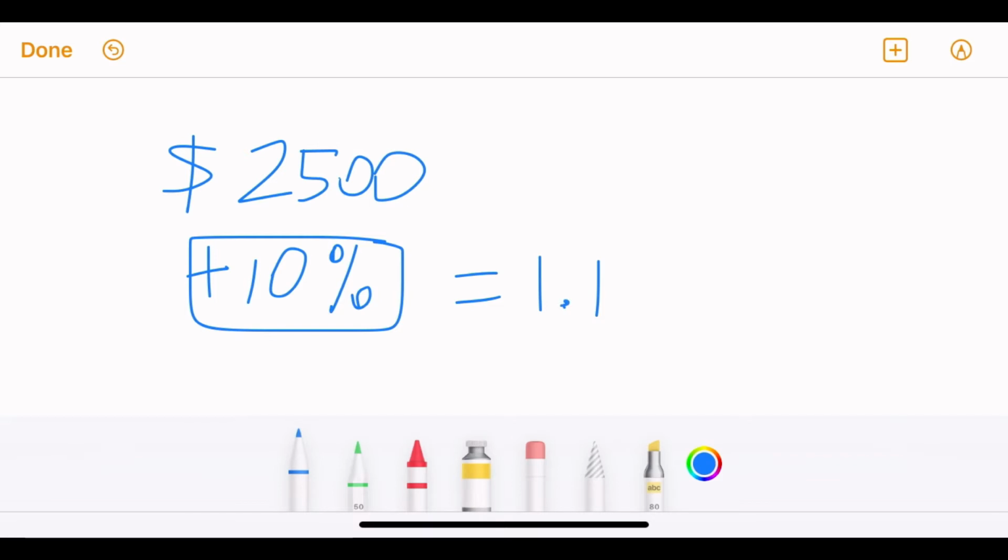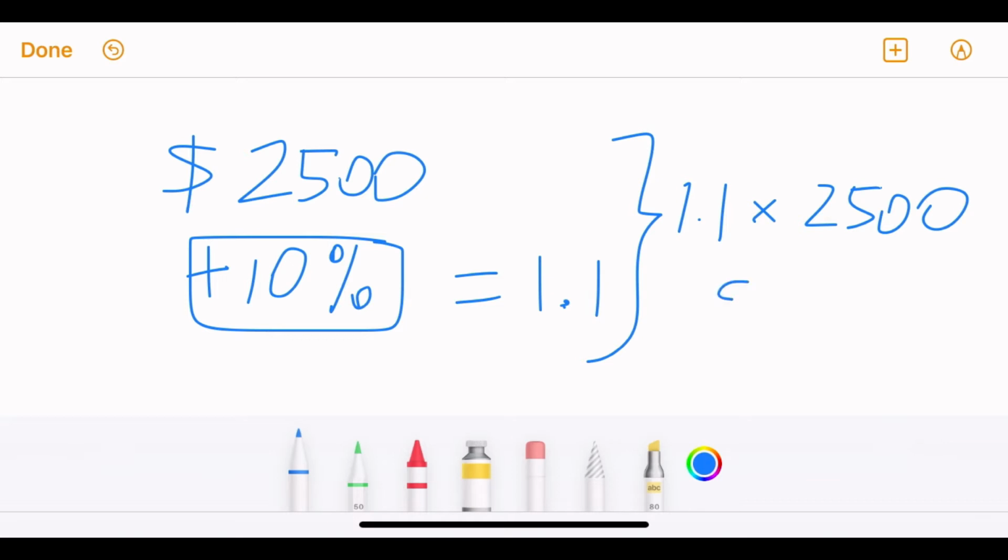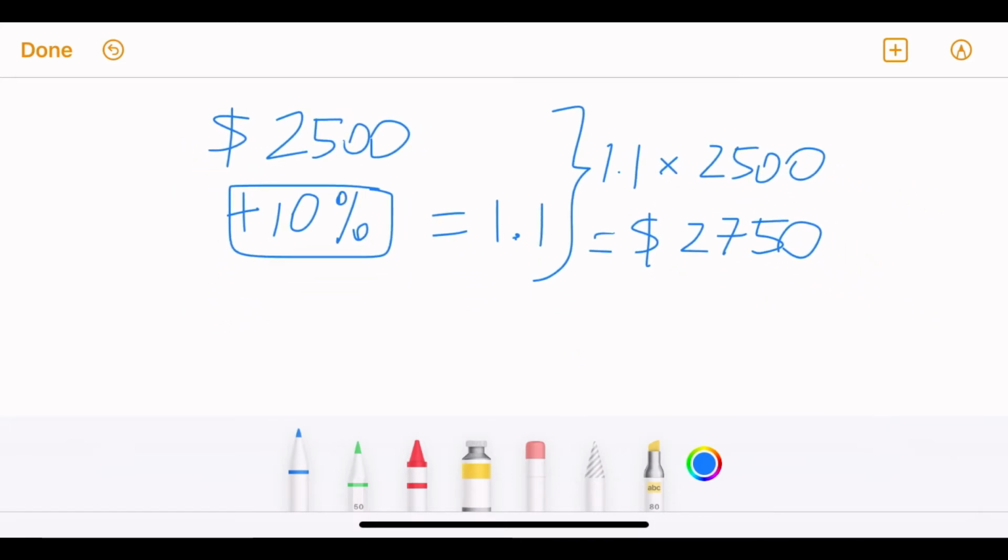And we're going to multiply that by 2,500 in this case. 1.1 multiplied by 2,500, and we will end up with 2,750. You can find that with your calculator.